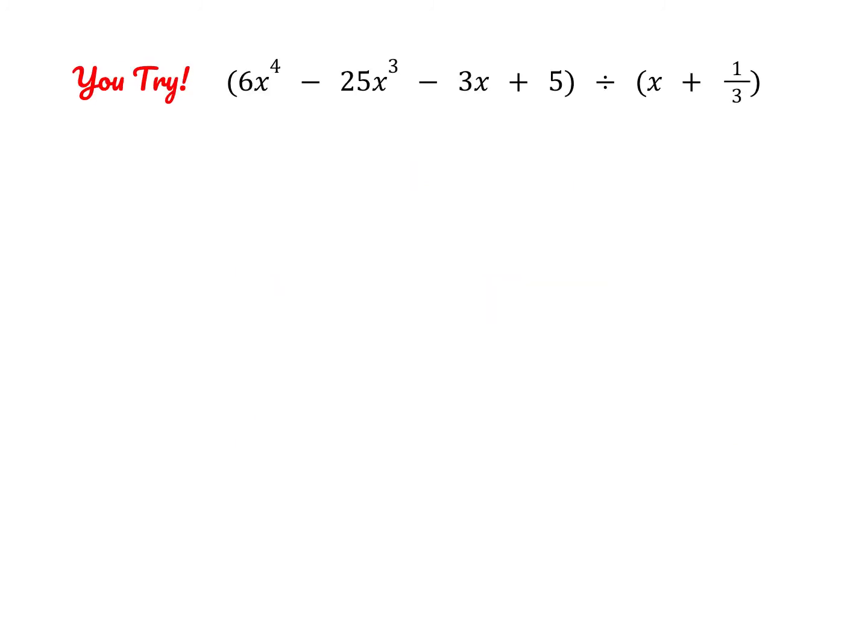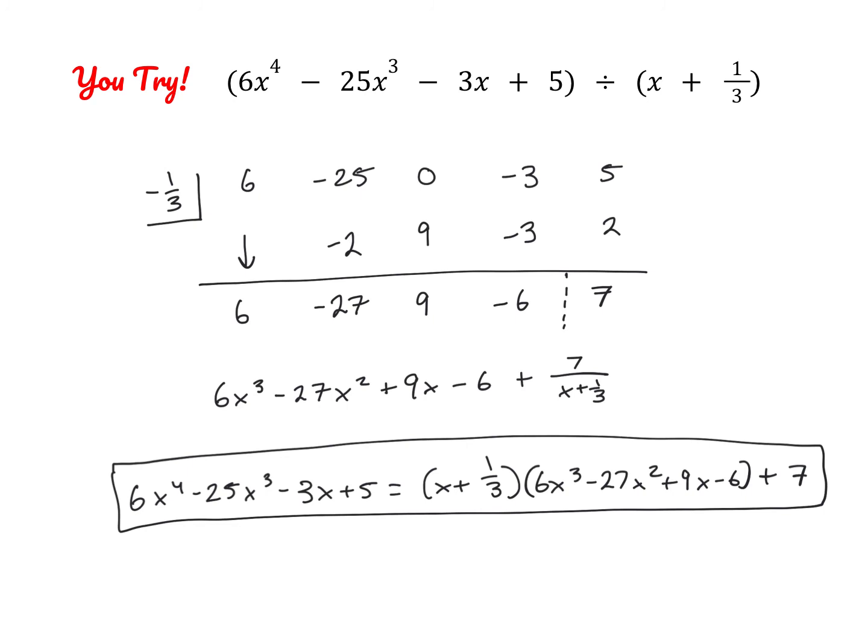All right, again, please pause this video so you can give this one a try on your own, and we will check your answers in just a few seconds. Okay, go ahead and check your work here. One thing to check for is that you have that placeholder for your x squared term. And then here is our answer in that factored form with our remainder of 7.